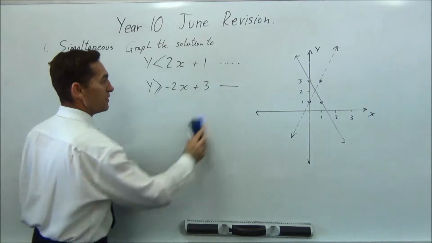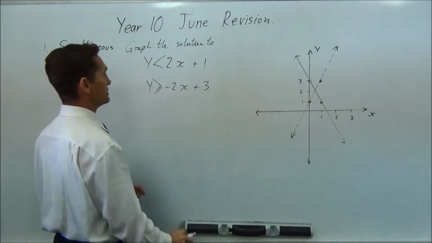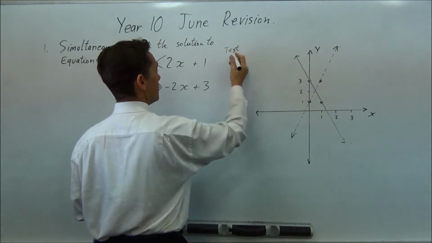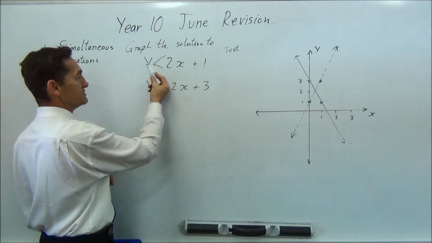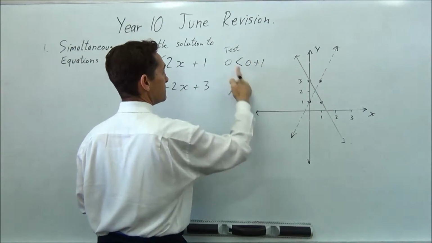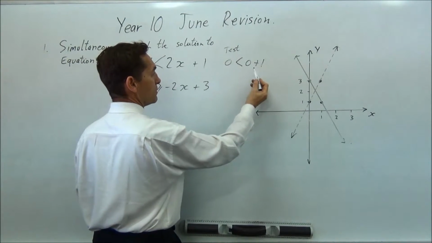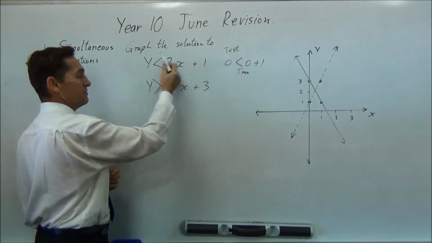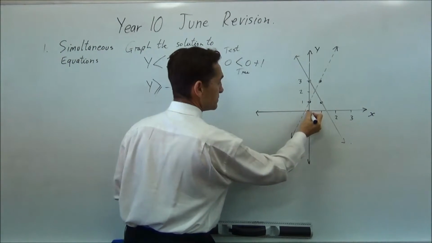Okay, next step, put in a point that's not on the line. Let's do this one and test it. Here's our test. I like putting in 0, 0 because it wipes everything out. You don't have to do too much thinking. So we're going to put a 0 there. 2 times 0 is 0. So we get 0 is less than 0 plus 1. Is that true or false? Is 0 less than 1? Yes, it's true. So if that's true, that means for this line, everything on the 0, 0 side of the line is true.